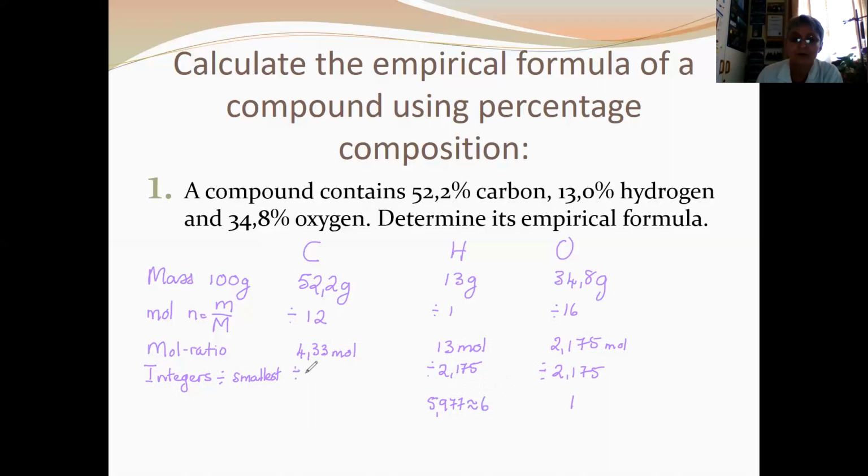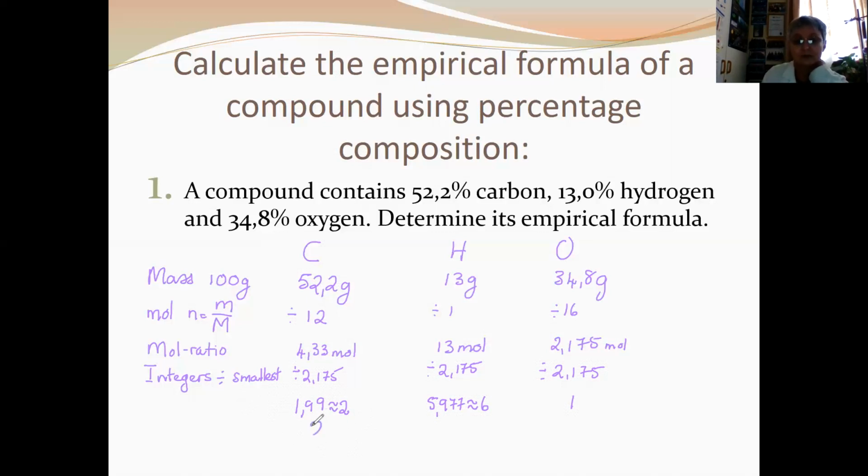Divide the 4.33 by 2.175. 4.33 divided by 2.175 gives us 1.9908, which is extremely close to 2. If the decimal numbers after dividing by the smallest number is close to the next number or close to the previous integer, then we round up or round down.